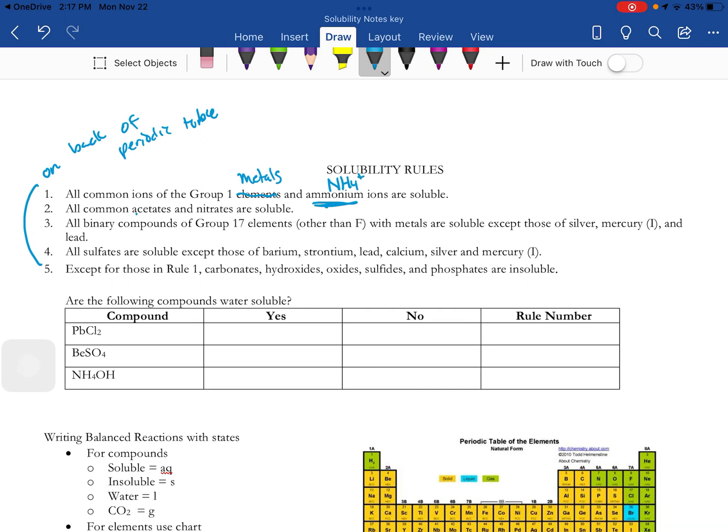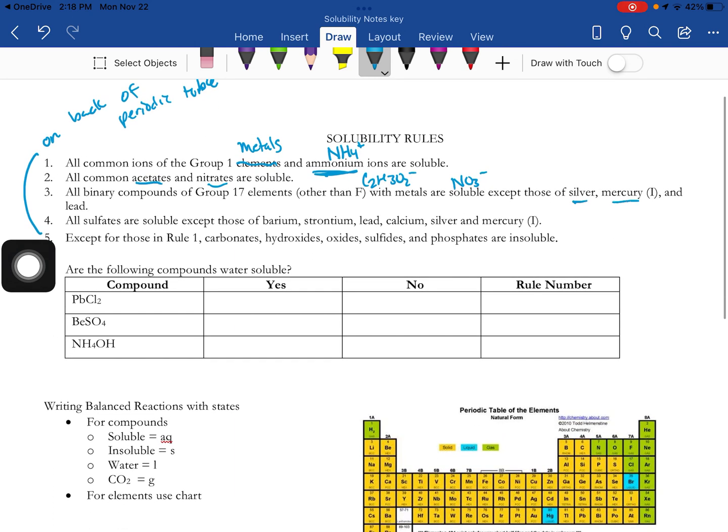All common acetates. Acetates are your C2H3O2 minus, and nitrates, NO3 minus, are all soluble. All binary compounds of group 17 other than F with metals are soluble except those of silver, mercury 1, and lead, which will be insoluble. All sulfates, SO4 minus 2, are soluble unless paired up with barium, strontium, lead, calcium, silver, or mercury. Those would then be insoluble. And then, except for those in Rule 1, all of these will be insoluble.